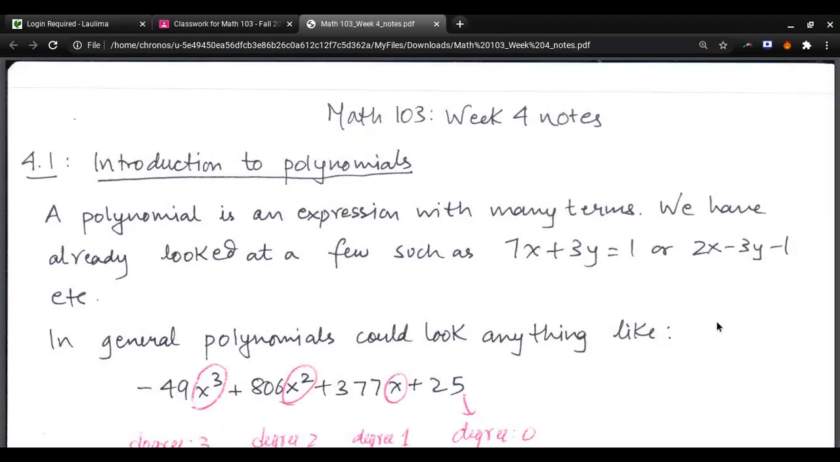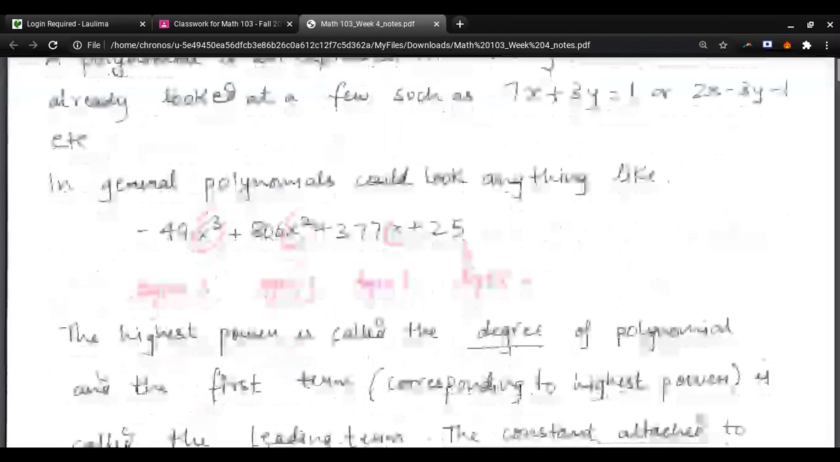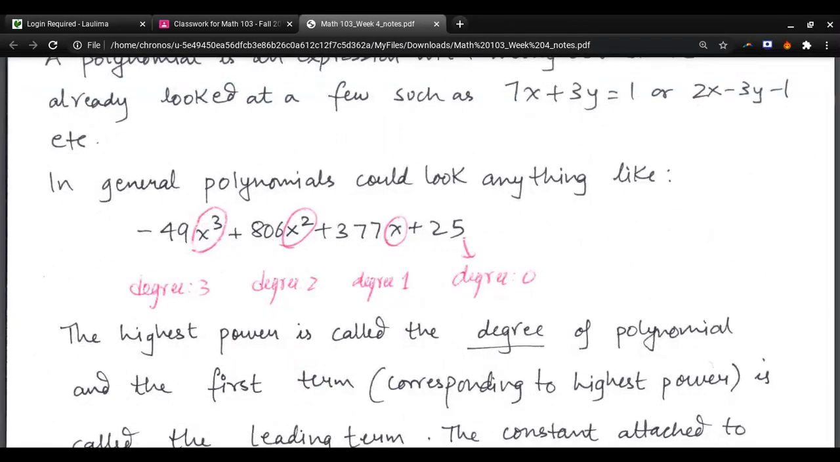All right. This week we're going to start talking about polynomials. A polynomial is an expression which has many terms. We've already looked at some of them, such as a linear equation in two variables, 7x + 3y = 1, or just the expression 2x - 3y - 1, etc. In general, a polynomial would look something like this: -49x³ + 806x² + 377x + 25.